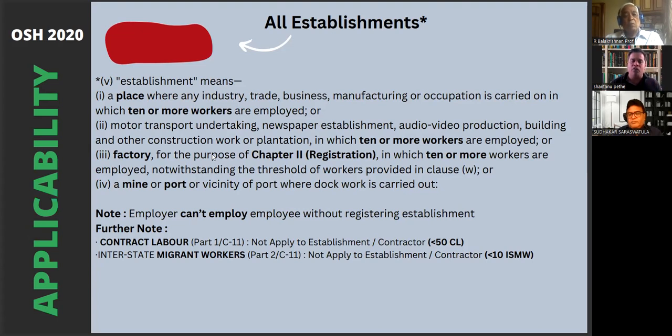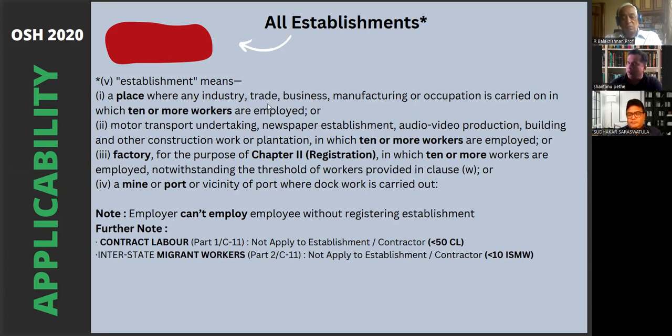And all the provisions of the OSH code which are applicable to factory will be applicable to such factory. However, for registration purpose, what they have said is that if there is a factory even with 10 or more workers, then the registration process will be applicable. So you have to register, but you may not have to follow all the provisions which are applicable to factory unless you reach the threshold of 20 or 40 workers. I think this is very important, that registration and applicability are different things here.